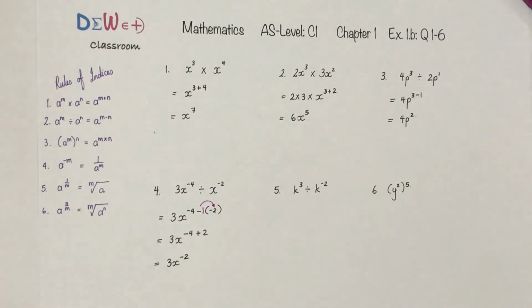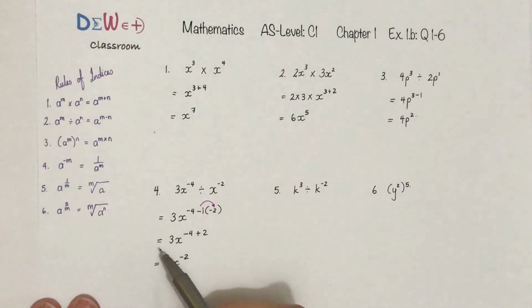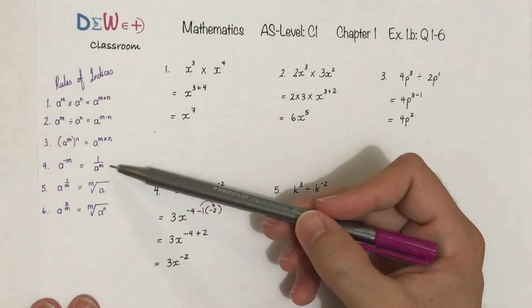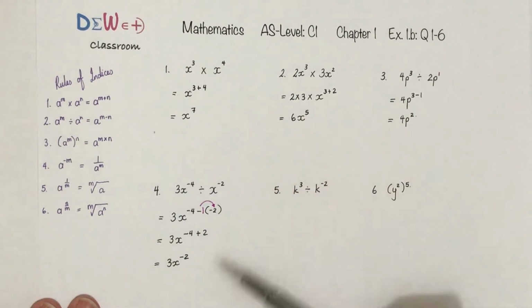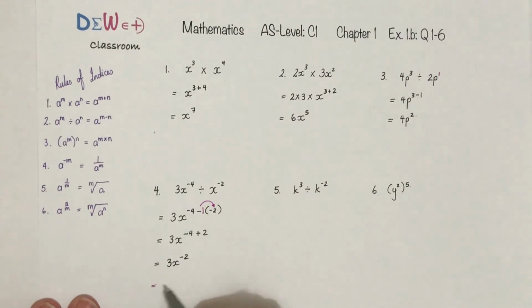Now, just for interest's sake, if you are working with questions like this, they very often say that all indices must be represented as a positive value. So if you were to rewrite this, you would apply rule of indices number 4. So in this case, we will have 3 divided by x to the power 2. And there you have a positive indices.